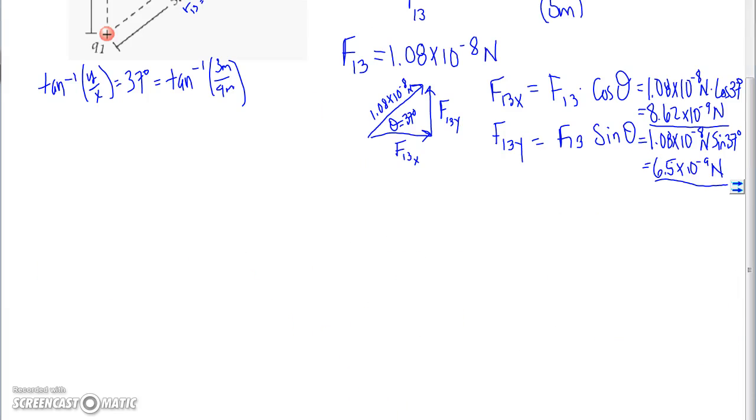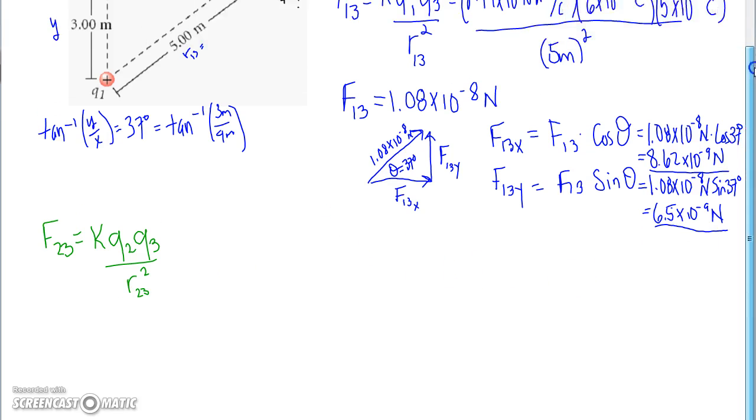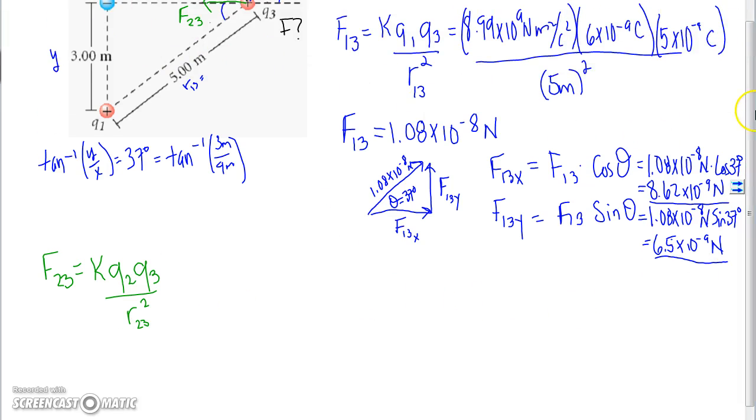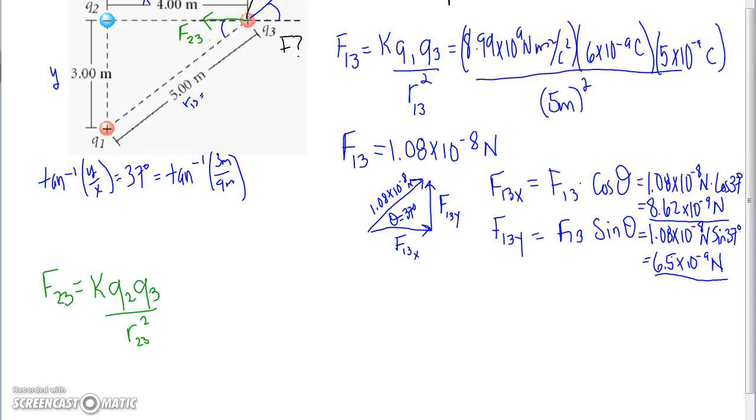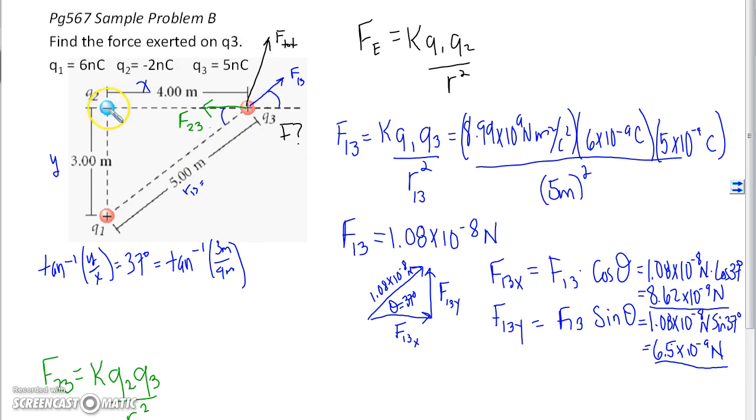So let me just do that. Let me put some space down below here. For f of 2 onto 3, the magnitude would be k q2 q3 over r23 squared. Now r23 just represents the distance between those 2 points. Let me raise it up a little bit so you can see. The distance between these 2 points in a straight line is this 4 meters. So this is r23.